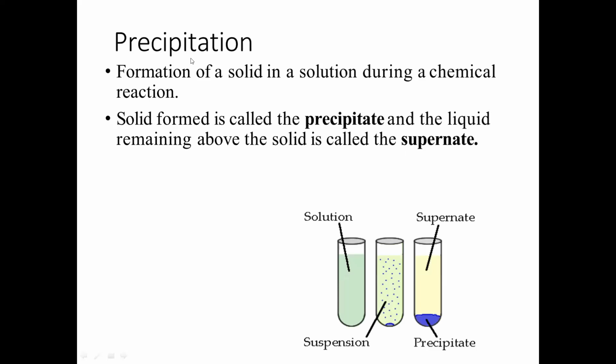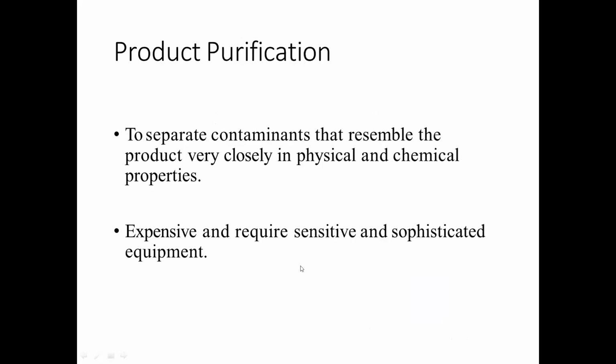What is precipitation? Forming of solid, right? So formation of a solid in a solution during a chemical reaction is precipitation. The solid formed is called the precipitate, and the liquid remaining above the solid is called the supernatant. तो यहाँ पे solution है जो एक जिसमें से आपको करना है, तो उसे सस्पेंशन में पहले लाओ, देन जो नीचे प्रिसिपिटेट हो गया एंड जो ऊपर रह गया. अगर आपका प्रोडक्ट एक्स्ट्रा सेलुलर है तो आपको सुपरनेट चाहिए, अगर आपका प्रोडक्ट इंट्रा सेलुलर है तो आपको प्रिसिपिटेट चाहिए.